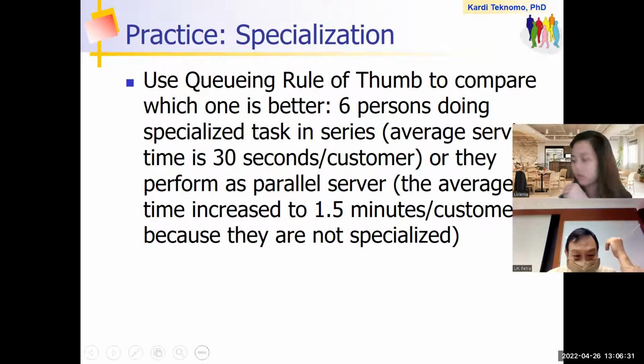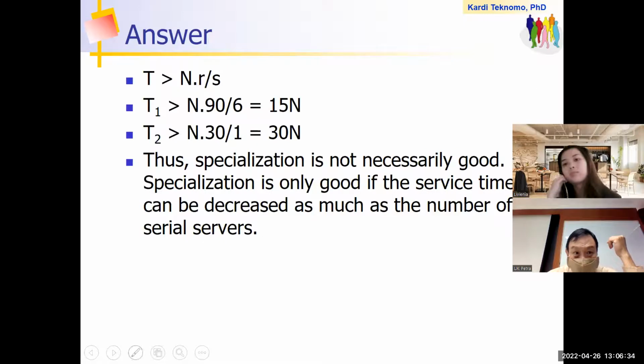So what happened? Let's say you have T larger than N R over S. N we don't know, so we don't care about this.